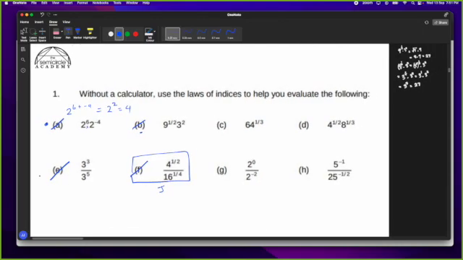So nice. Sydney, you can give me this one. So this is 3 to the power of 3 minus 5, which is 3 to the power of minus 2. Well, 3 to the power of minus 2 is 1 over 3 squared, which means the answer is actually 1 over 9.